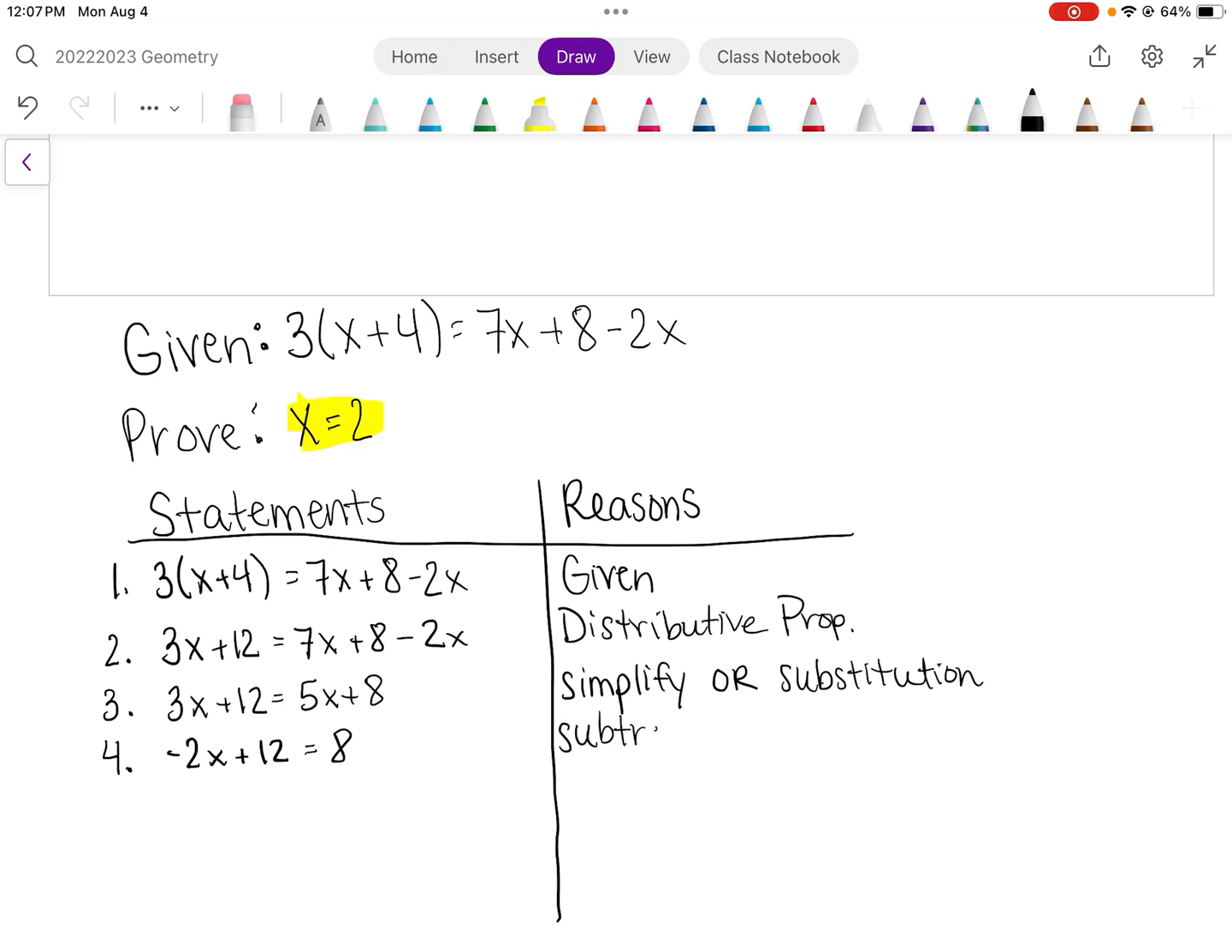So I subtracted from both sides. So subtraction property of equality. I put POE for short. Okay, number 5. What would you do from here? I would subtract the 12 from both sides now. It's okay to use the same step twice in a row. Okay, if you subtract 12 from both sides, now we would have negative 4 over here. So we used subtraction again.